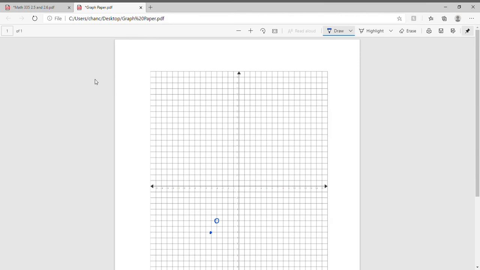Negative 6, negative 10, that is. We'll plot the point negative 6, negative 10, and we can see that this should be a line going in the downward direction. Then we'll plot negative 4, 8. This has to be a closed circle because it's included. The point 0, 0, and the point 5, negative 10.